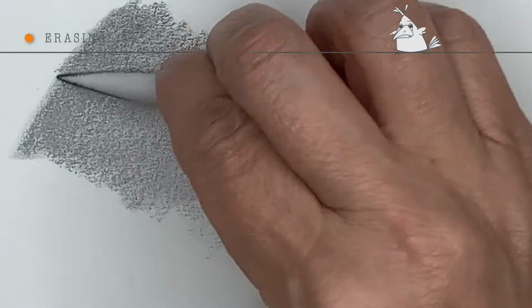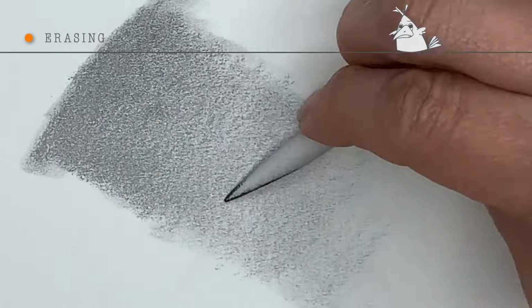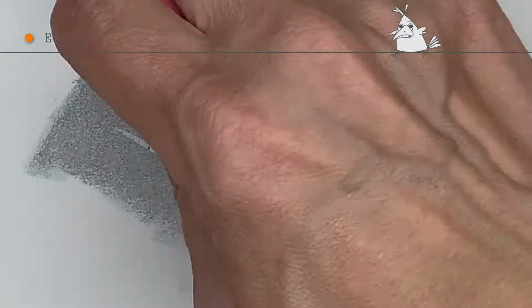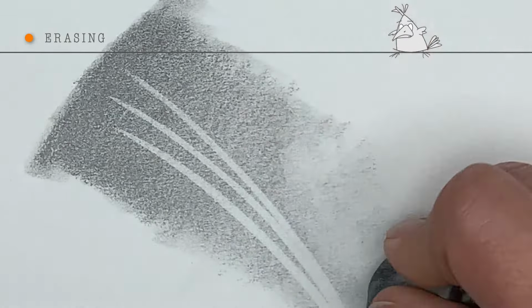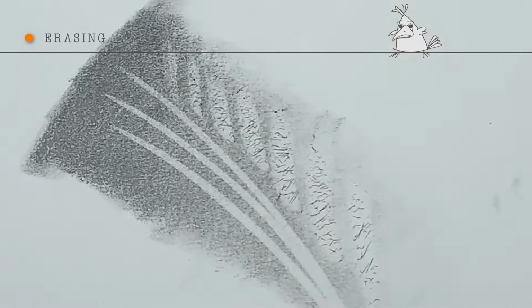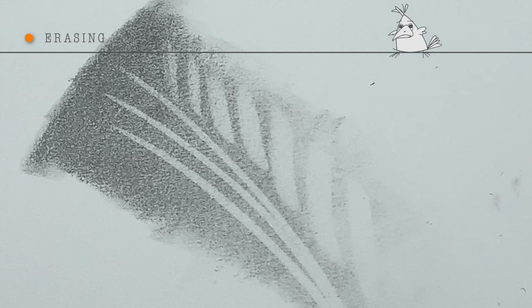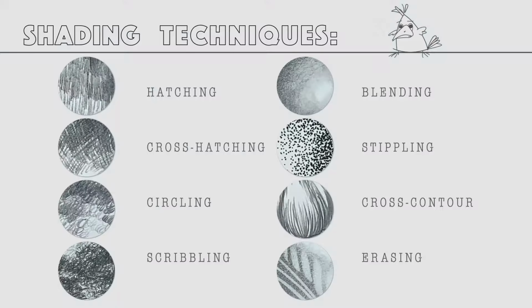And don't forget that your eraser is an equal drawing tool along with your pencil or charcoal. Use it for drawing as well as to create lighter values or erase. So here are the basic shading techniques: hatching, cross-hatching, circling, scribbling, blending, stippling, cross-contour, and erasing.